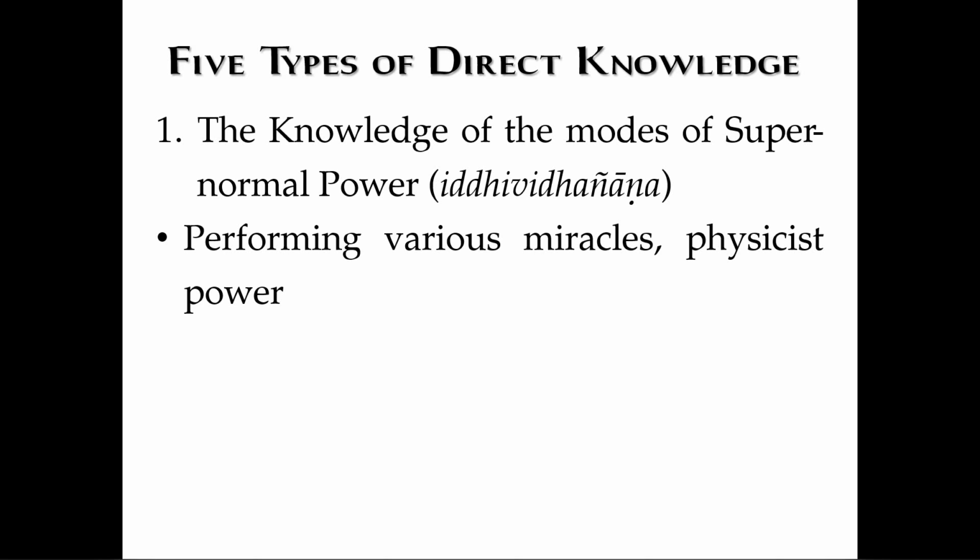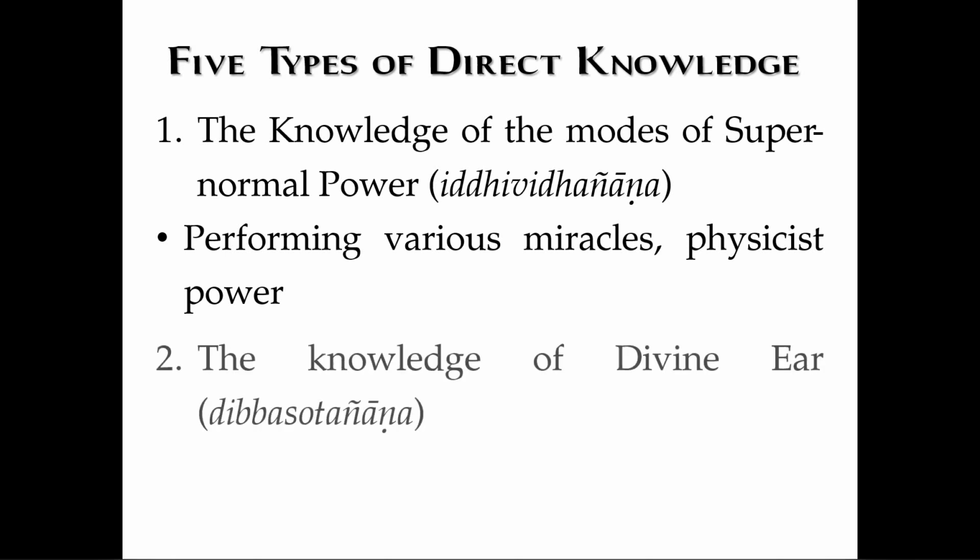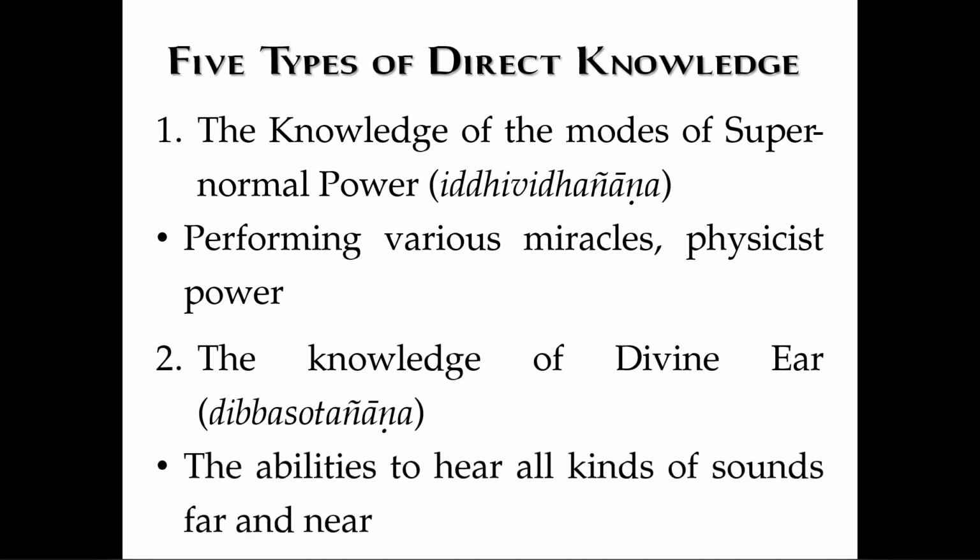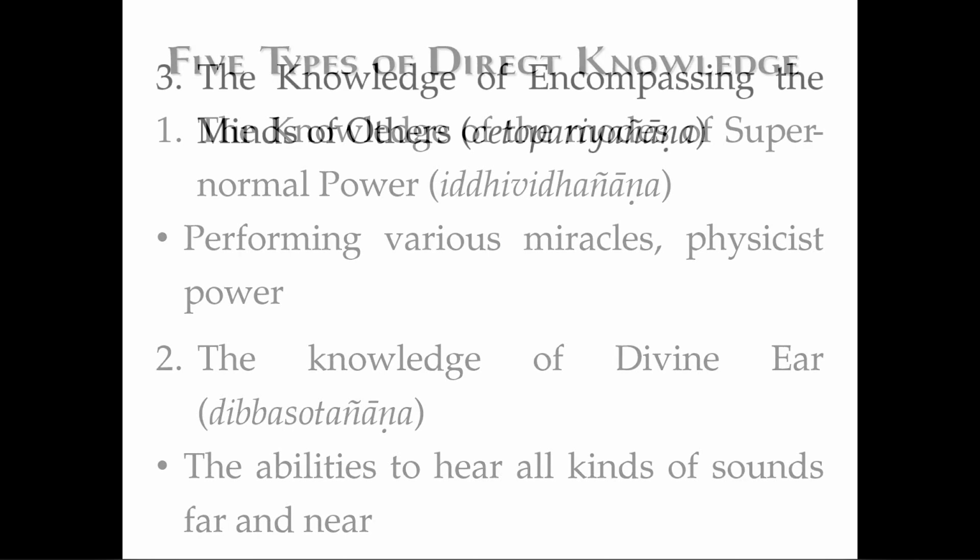So according to the Visuddhimagga, there are 5 kinds of direct knowledge. Second, the knowledge of the divine ear. Now you hear, the ability to hear all kinds of sounds, far and near. You can hear the songs of the devas or the sounds of hellish beings. These are called the divine ear. That's also one of the direct knowledges.